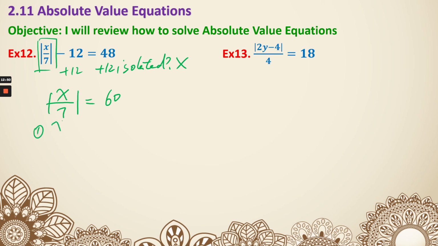Now I can start writing my cases because it is separated. One of them is equal to 60. The other equals -60. One answer is 420. The other answer is -420.